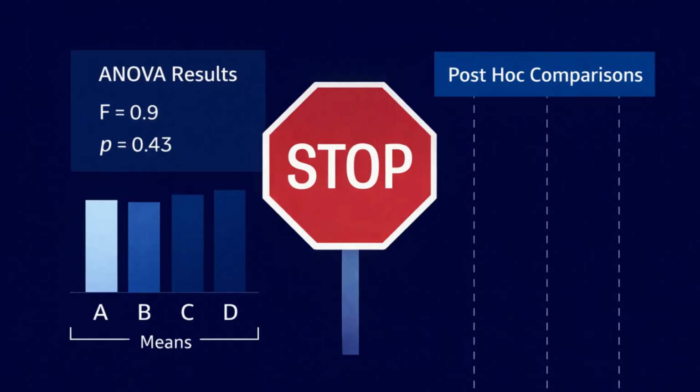If the overall ANOVA p-value is not significant, you usually stop and do not interpret post hoc differences, because the overall test did not provide strong evidence that the means differ.